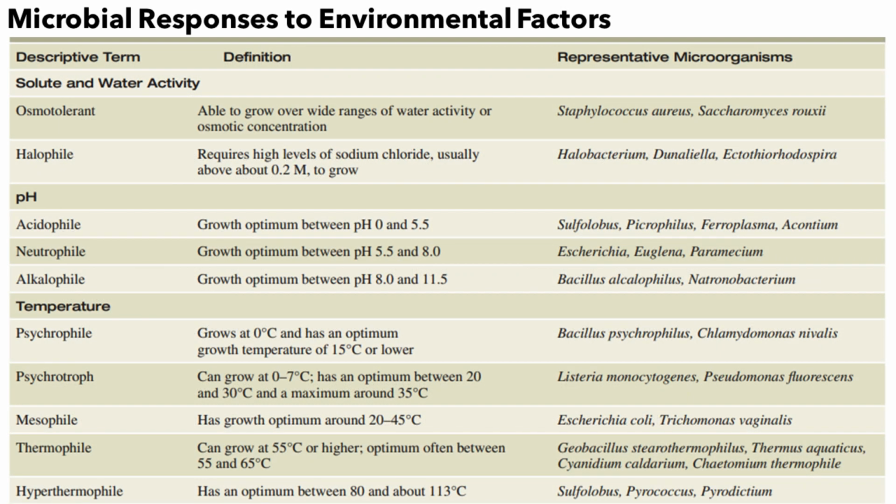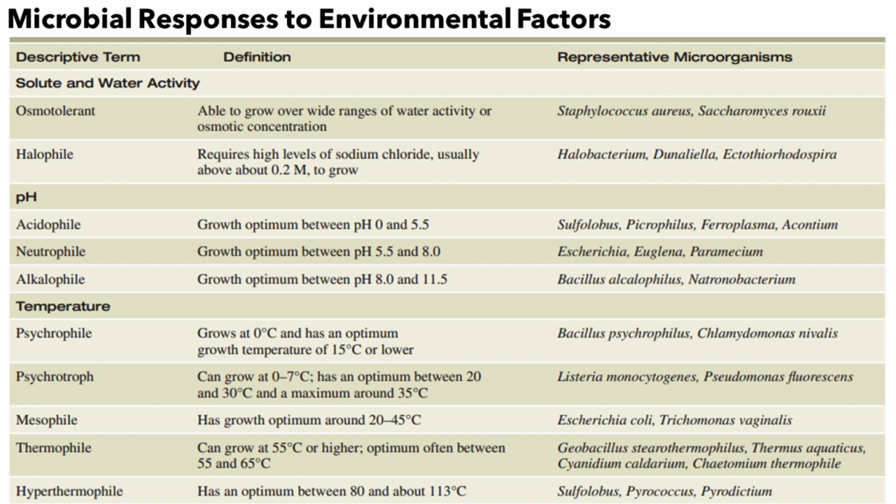Microbial responses to environmental factors. Solute and water activity. Osmotolerant, able to grow over a wide range of water activity. For example, Staphylococcus aureus. Halophile, requires a high level of sodium chloride. For example, Halobacterium. pH. Acidophile, grows optimally between pH 0 to 5.5. For example, Sulfolobus. Neutrophile, grows optimally between pH 5.5 to 8. For example, E. coli. Alkalophile, grows optimally between pH 8 to 11.5.